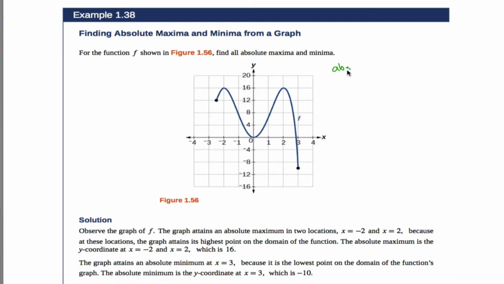Absolute max is 16. When it asks you what is the absolute max, it's asking you for the y coordinate, the highest this graph ever gets. This specific y coordinate happens twice. It looks like it happens at -2 and +2. I could add that parenthetically.